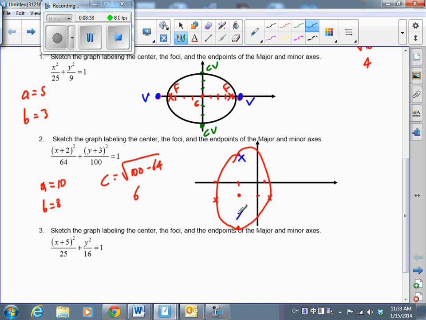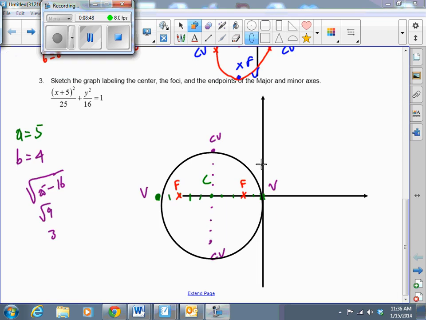Yeah, I said. So they're going to be vertical. Oh, yes. Any question on this? Question?